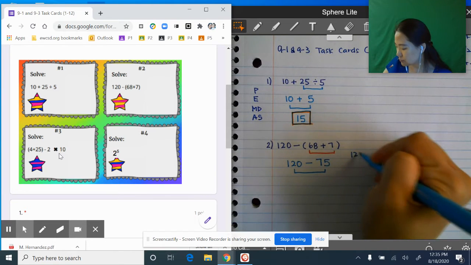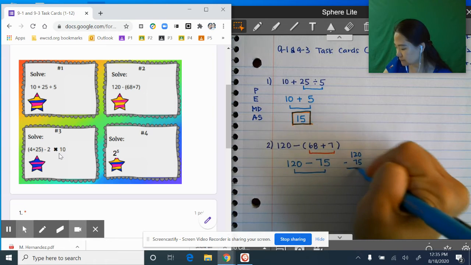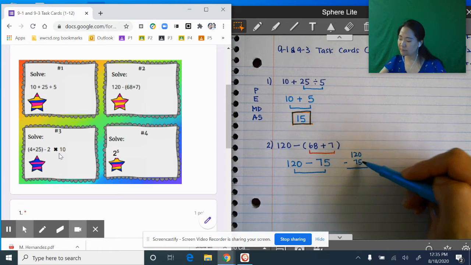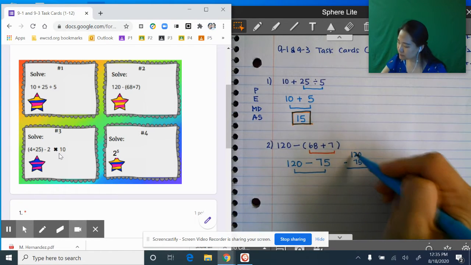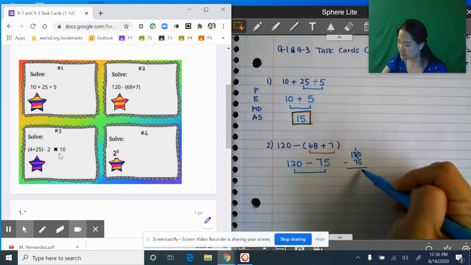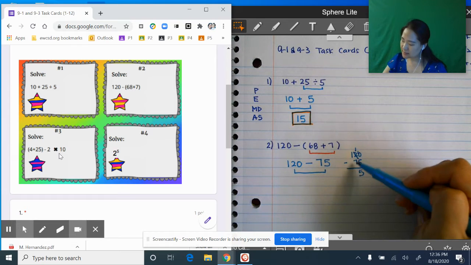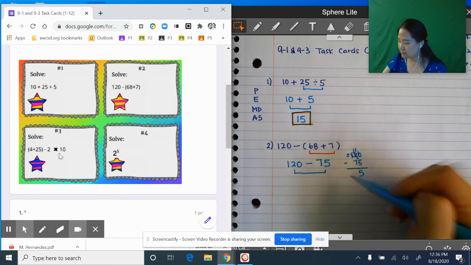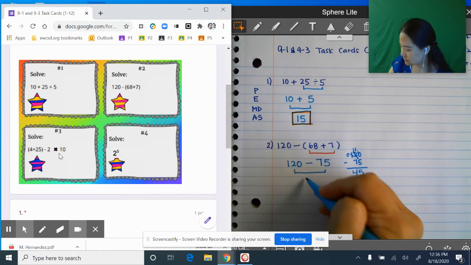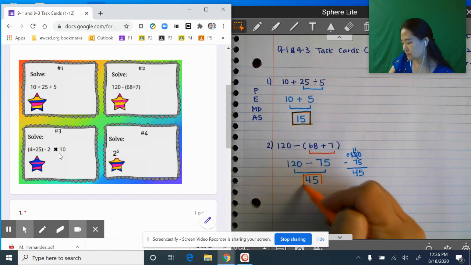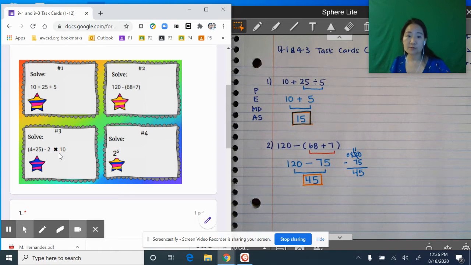So 120 minus 75. I cannot subtract 5 from 0, so I would need to borrow. So this becomes a 1 and a 10. 10 minus 5 is 5. Now I cannot do 1 minus 7, so I'm going to borrow again. 0 and 11. And 11 minus 7 is 4. So the answer is 45. Box the answer. Okay, I'm going to go ahead and do numbers 3 and 4 and then enter them on my Google form.